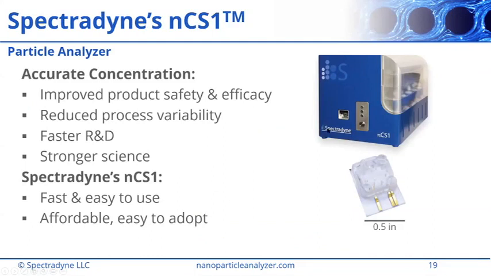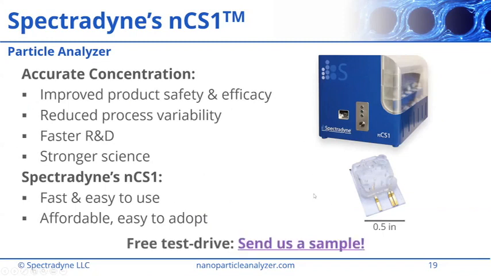So in summary, Spectradyne's NCS1 provides accurate concentration that helps you do better science, basically. It helps improve product safety and efficacy. And as Zach showed us, it can reduce the process variability and the measurement variability in your experiments, which helps you do R&D faster. It's fast and easy to use, and please contact us if you'd like to learn more.